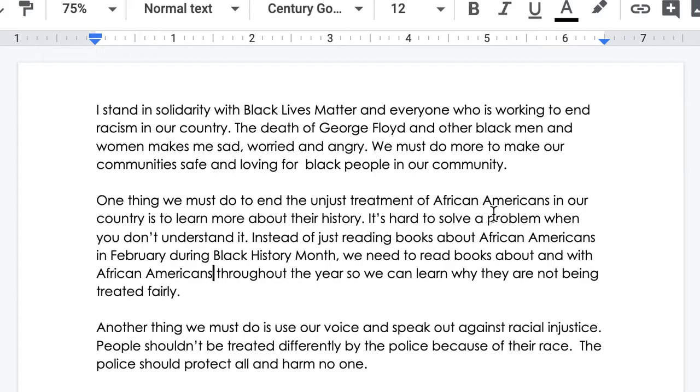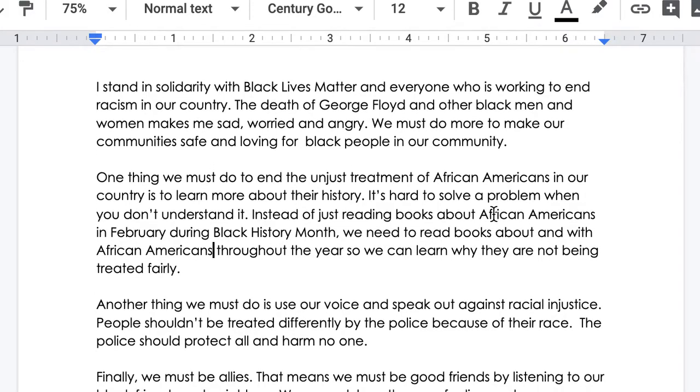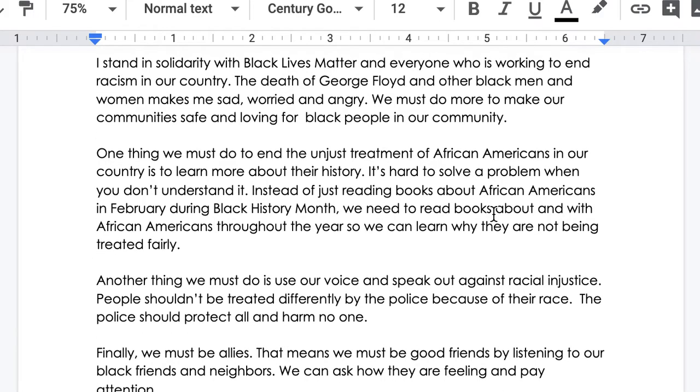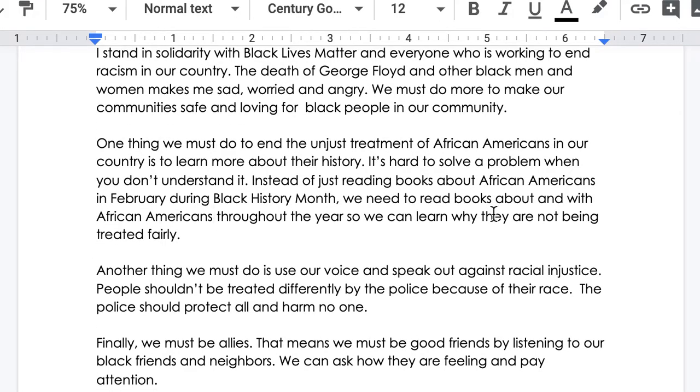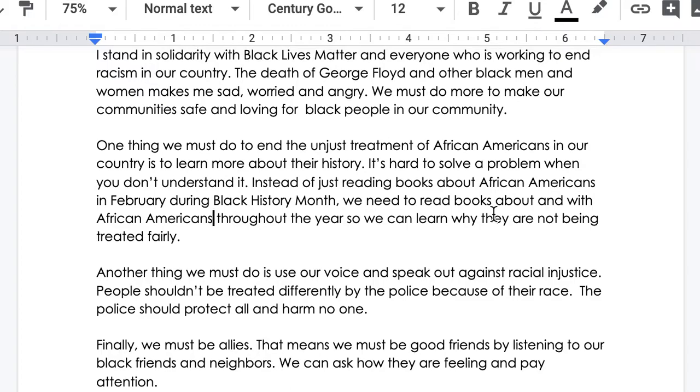Here's my letter in solidarity with Black Lives Matter. I stand in solidarity with Black Lives Matter and everyone who's working to end racism in our country. The death of George Floyd and other Black men and women makes me sad, worried, and angry. We must do more and make our community safe and loving for Black people in our community. One thing we must do to end the unjust treatment of African Americans in our country is to learn more about their history. It's hard to solve a problem when you don't understand it. Instead of just reading books about African Americans in February during Black History Month, we need to read books about and with African Americans throughout the year so we can learn why they are not being treated fairly.